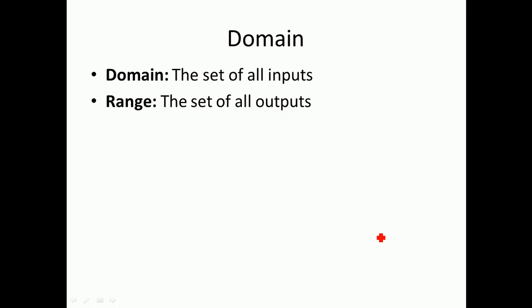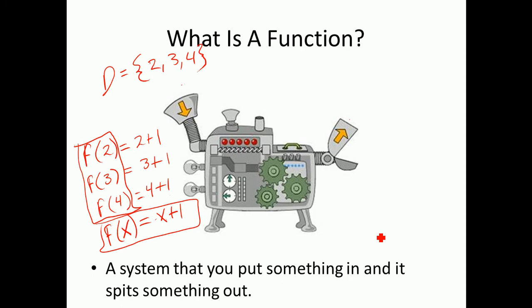All right, so moving forward, the domain is everything we put inside the function. The range is everything we get out of it after the function does what it does. So we have the domain, we have the range. In this case right here, if we're looking at our range, here we got 2 plus 1 equals 3, 3 plus 1 equals 4, 4 plus 1 equals 5. So in this case right here, our range was 3, 4, and 5.